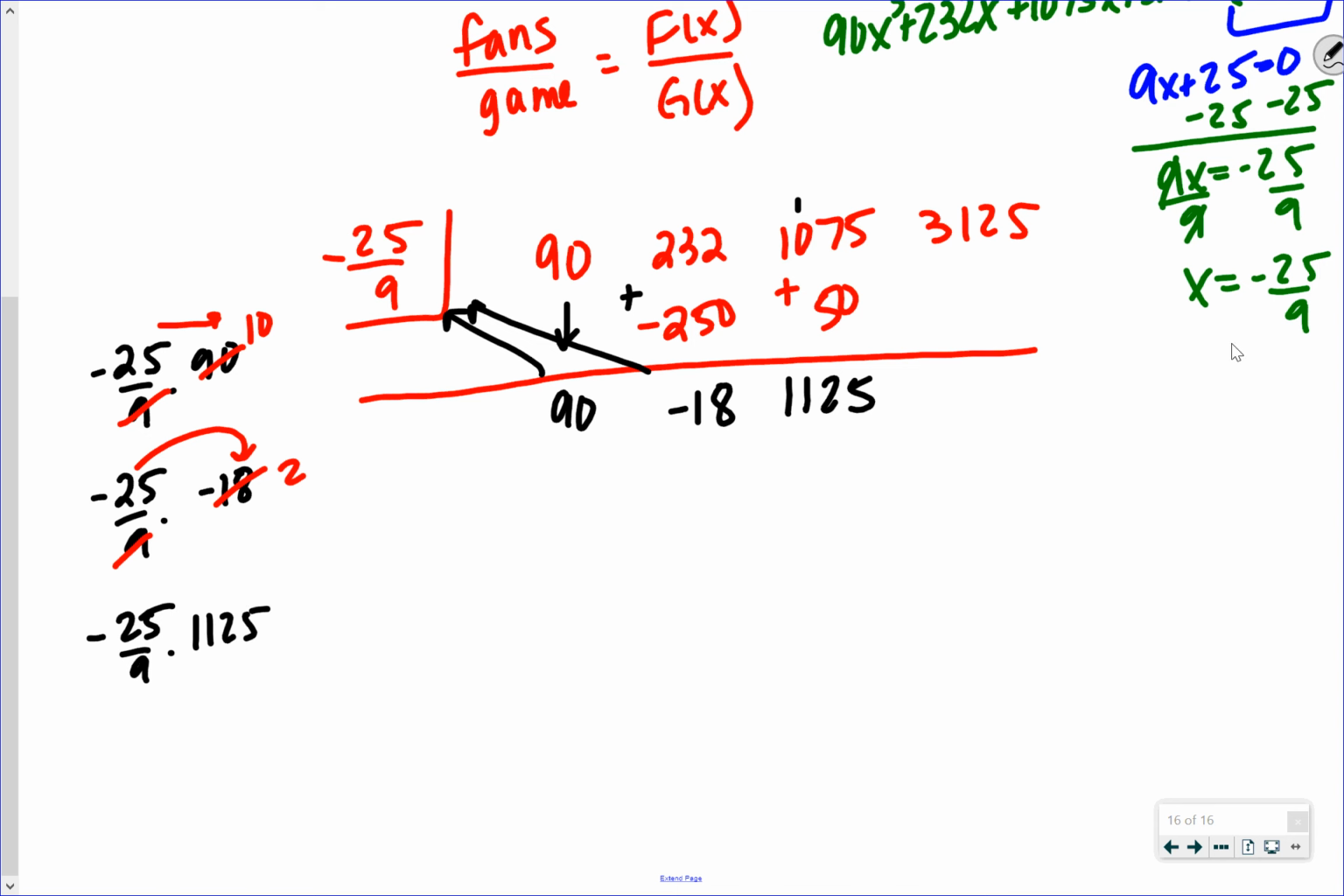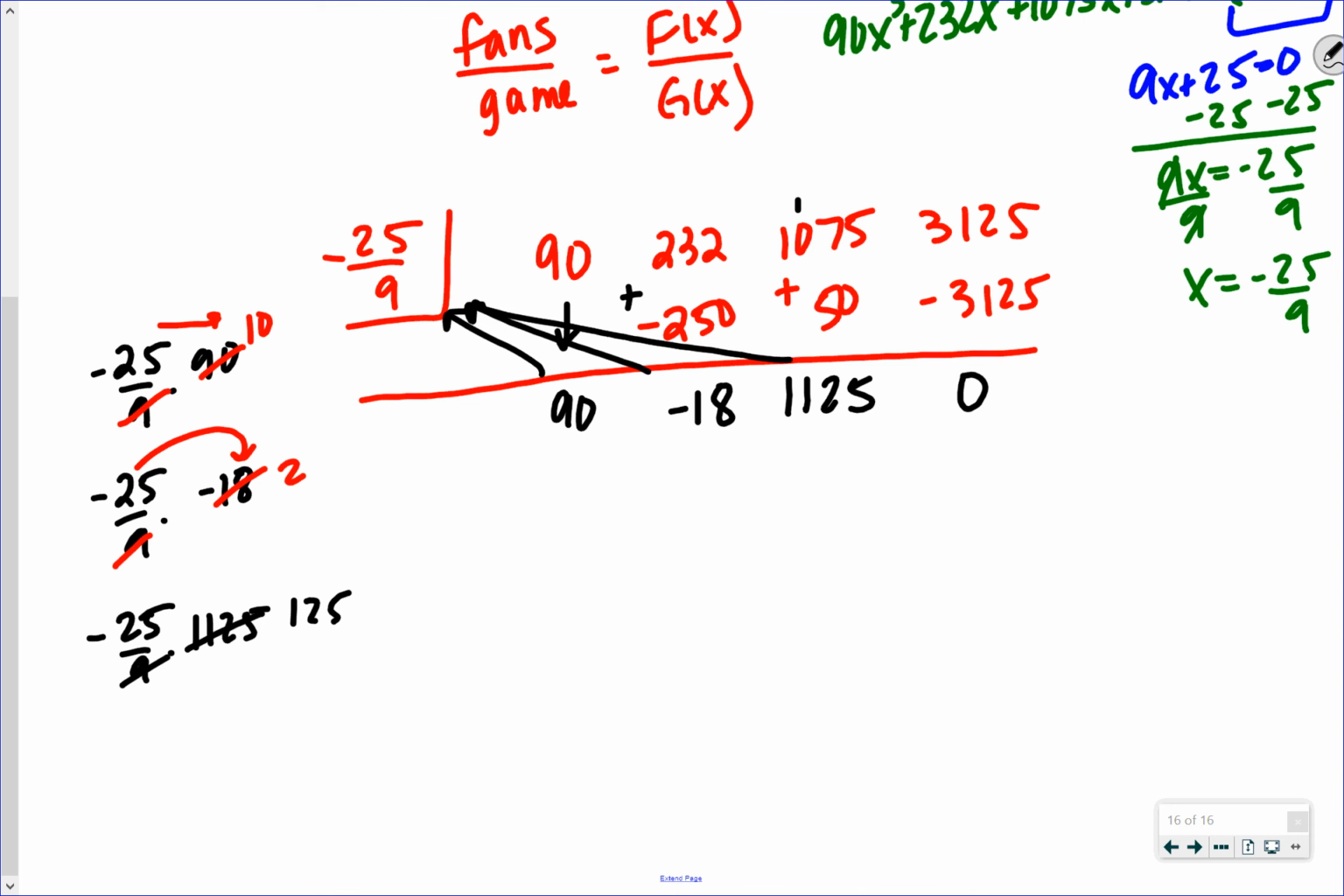1125 divided by 9 is 125, times negative 25 is negative 3125. This goes into this 125 times. So now I get 0.